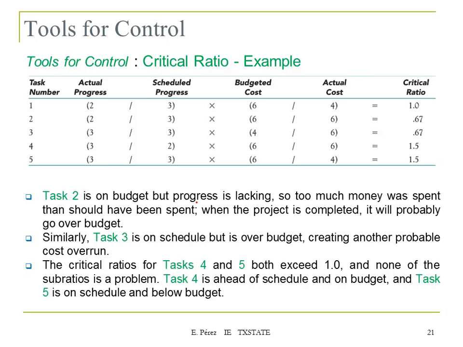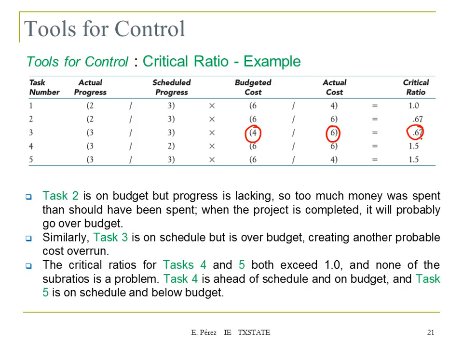So that's this task. When you compare the budget cost with the actual cost, you see that there's a difference, and you're spending more money. You're spending more money than the one you were planning for. And that's what's creating this ratio going below 1.